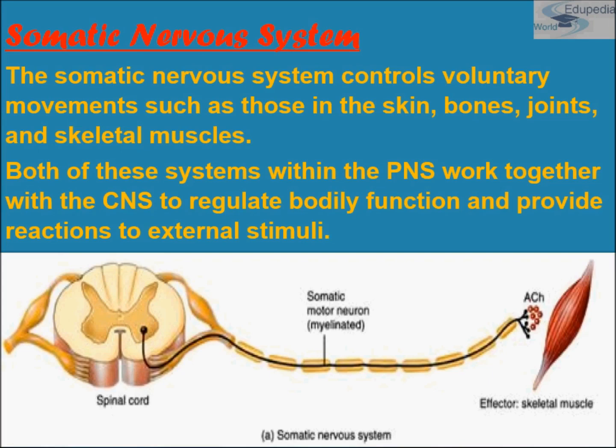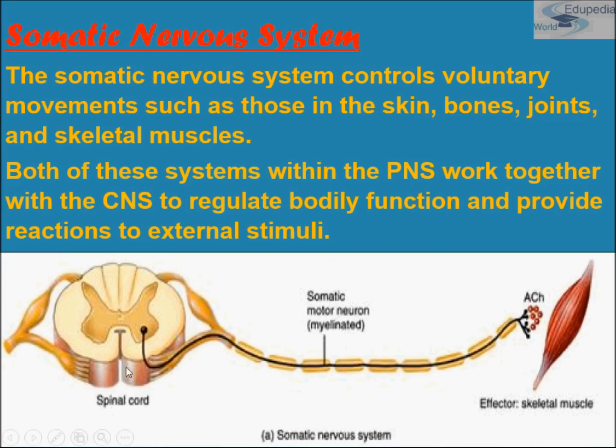The somatic nervous system controls voluntary movements such as those in the skin, bones, joints and skeletal muscles. Both of these systems within the peripheral nervous system work together with the CNS to regulate bodily functions and to provide reaction to external stimuli.